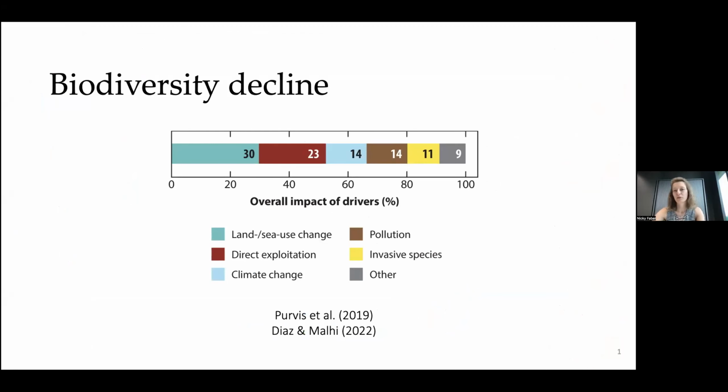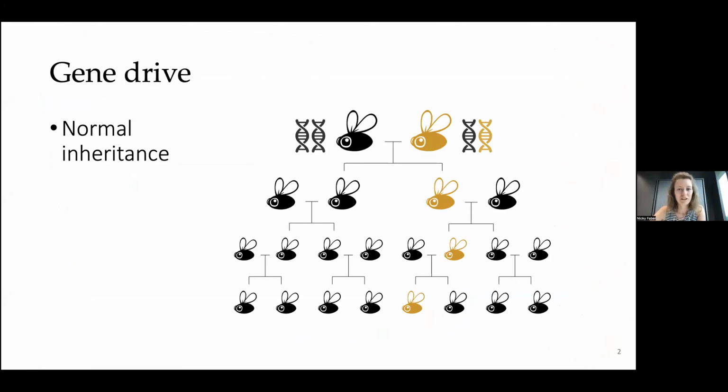So biodiversity is in decline. And one of the main drivers are invasive species. And Maud has already talked about this, so I won't go into detail here. I will just jump right into the gene drive side of things. So Maud has mentioned if a certain individual is heterozygous for a certain trait, this is a normal inheritance scheme. It's inherited in about 50% of the offspring.